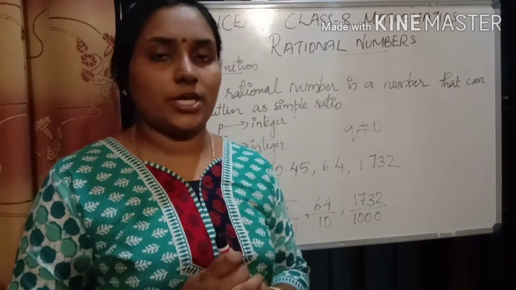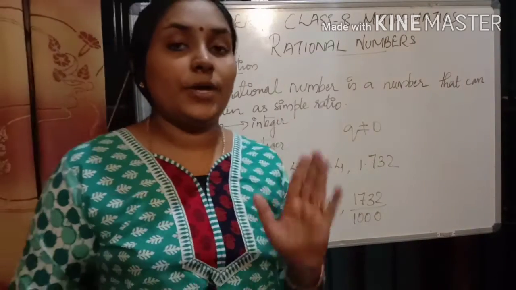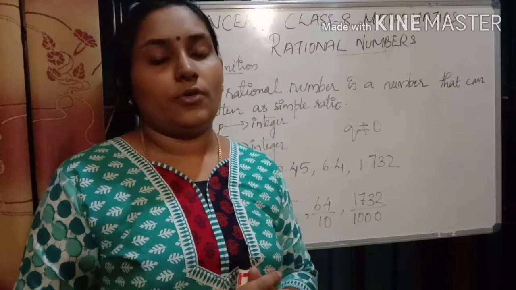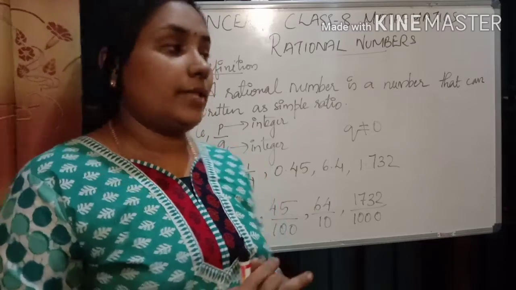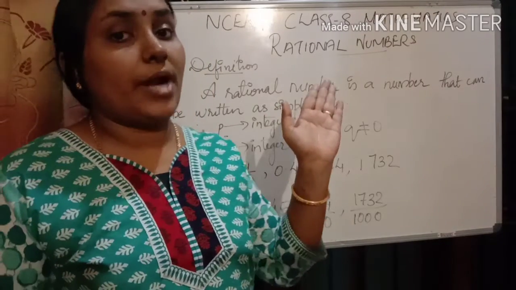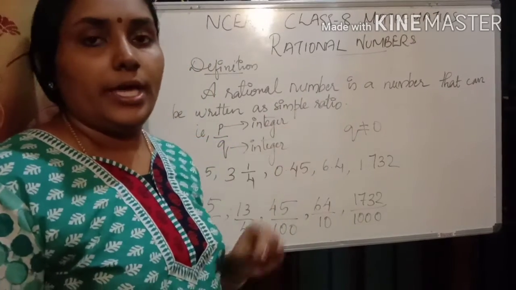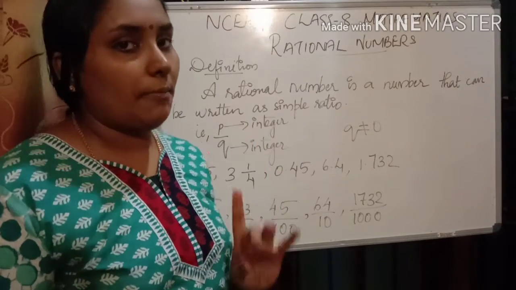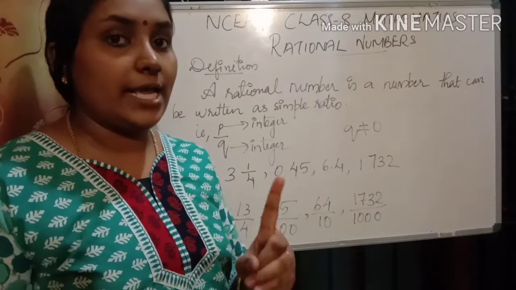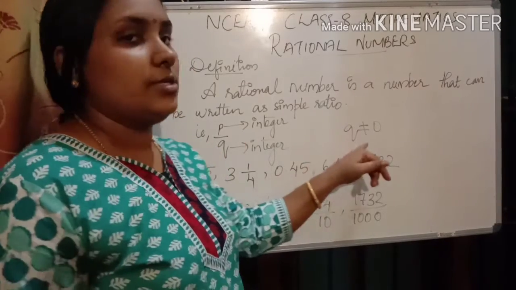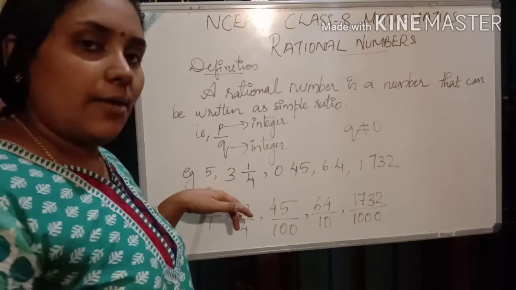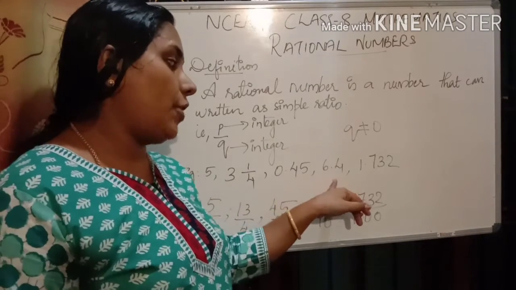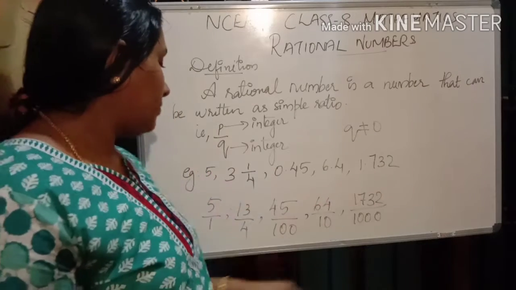See the definition of rational numbers. A rational number is a number that can be written as a simple ratio or simple fraction. That is, we can represent the rational number in the form p by q. Here p is an integer, q is also an integer. Remember, q will not be 0. That is, the denominator will not be equal to 0. See some examples: 5, 3 1 by 4, 0, 0.45, 6.4, 1.732.